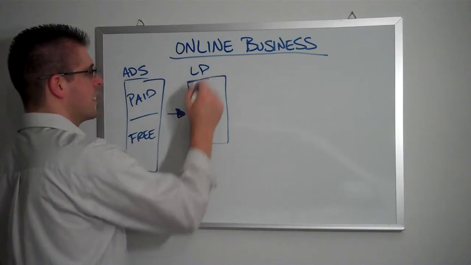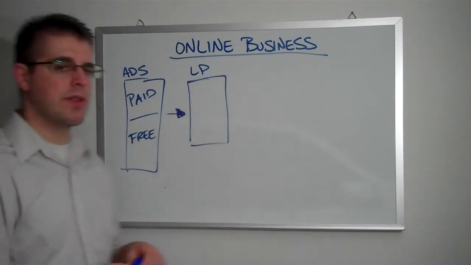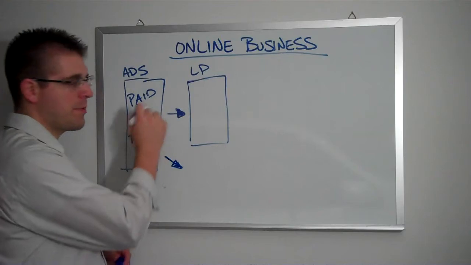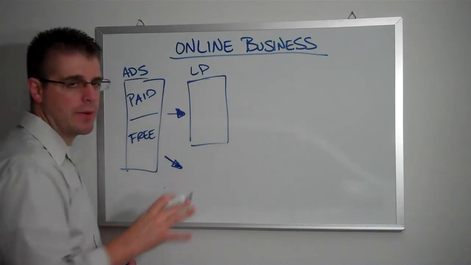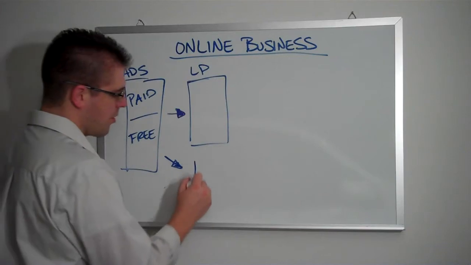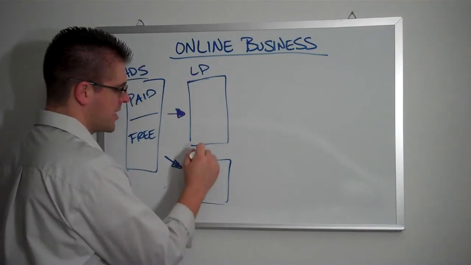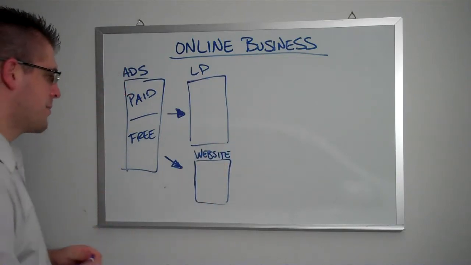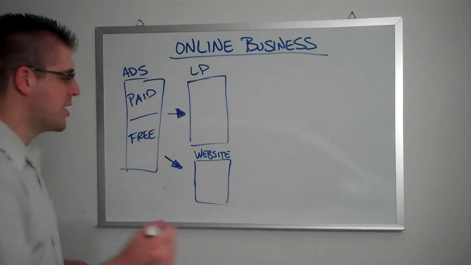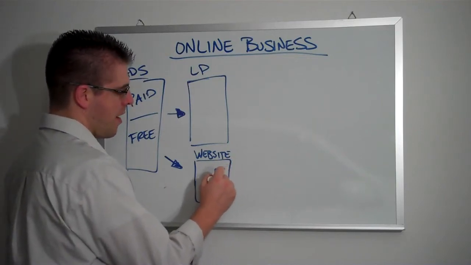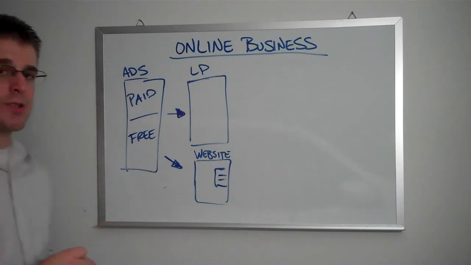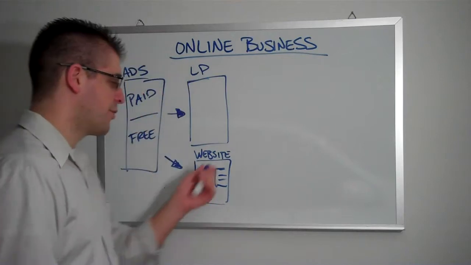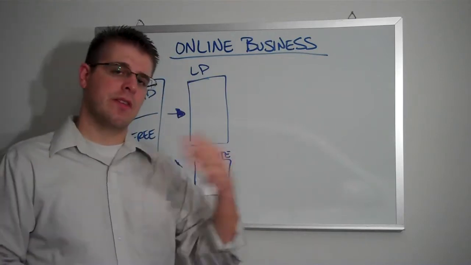landing page. Now with paid, you definitely want to go with your landing page, no question. With free, you could argue, and other people argue, that maybe you just take them to your main website. Some of that free traffic could go to your main website, but you still want to have some kind of opt-in. An opt-in is when people give you their name and email address, maybe a phone number, whatever information you want to capture from them, and generally you give them something in return.